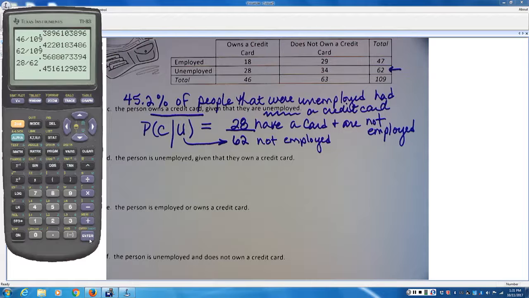Any questions so far? Make sure you understand why the answers are what they are, because if you don't ask questions now, you're not going to know later.